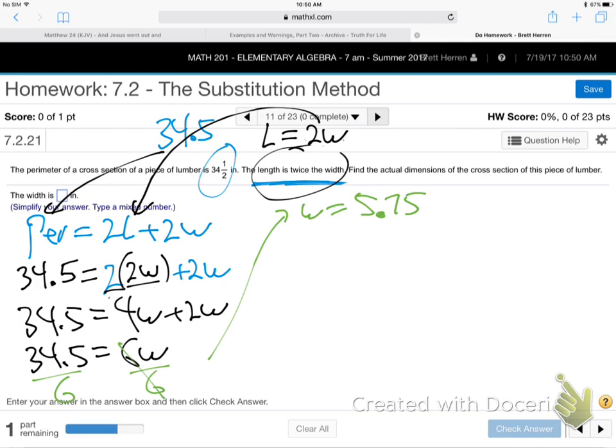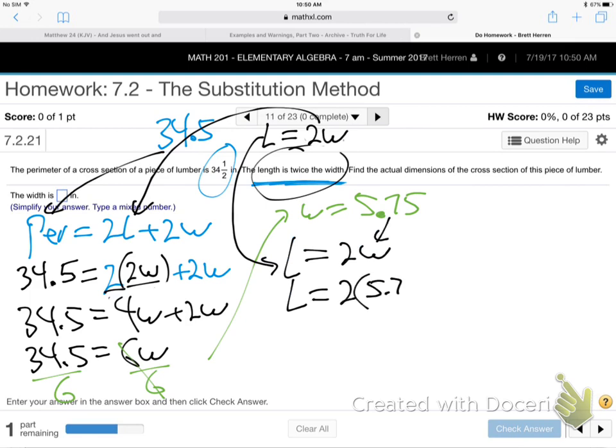How do we get that length? What do we do? Where do I go for length? It's right there, huh? Length is 2 times width. Length is 2 times, plug in the 5.75. What's it, 10? 11.5?